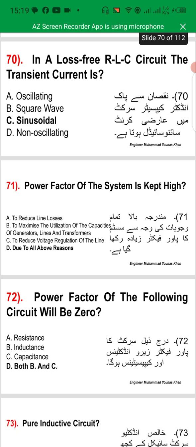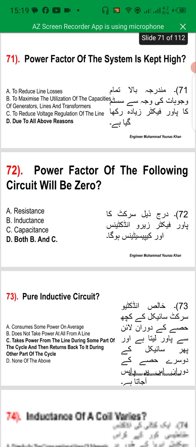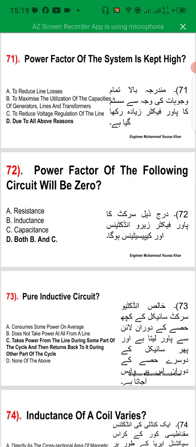In a loss-free RLC circuit, the transient current is sinusoidal. Power factor of the system is kept high due to all of the above reasons: to reduce losses, to maximize the utilization of the capacities of generator, lines and transformer, and to reduce voltage regulation of the line.